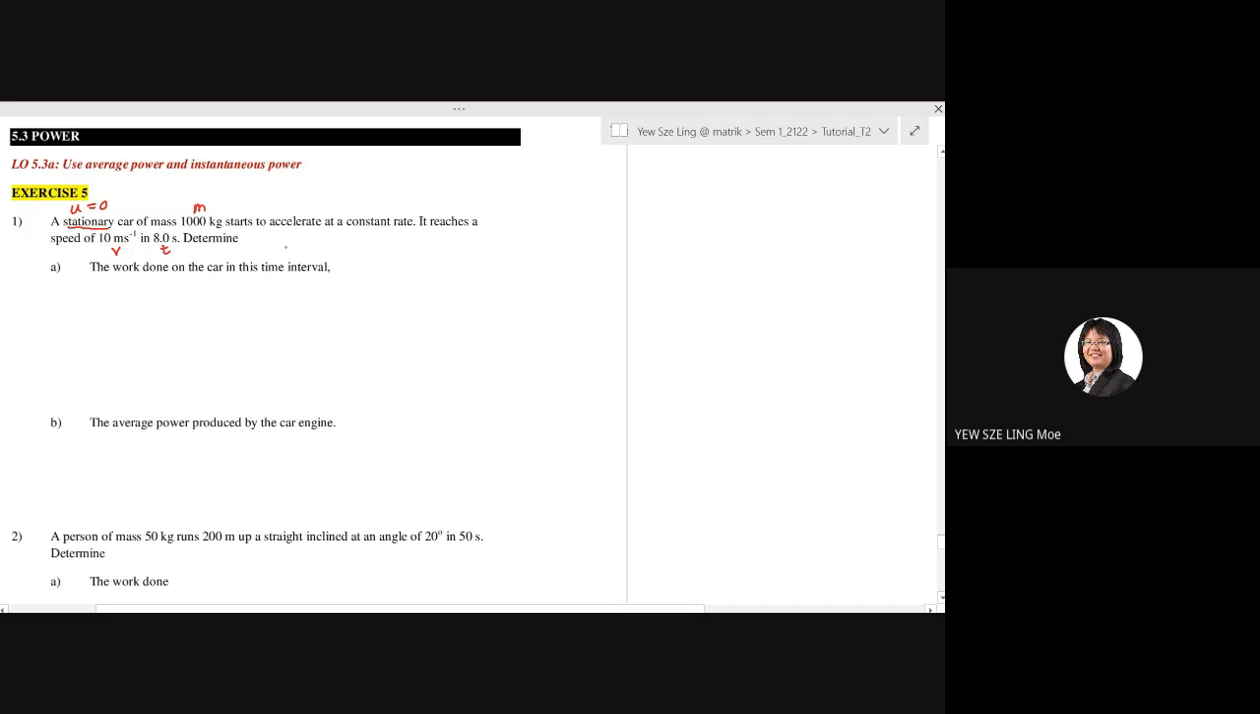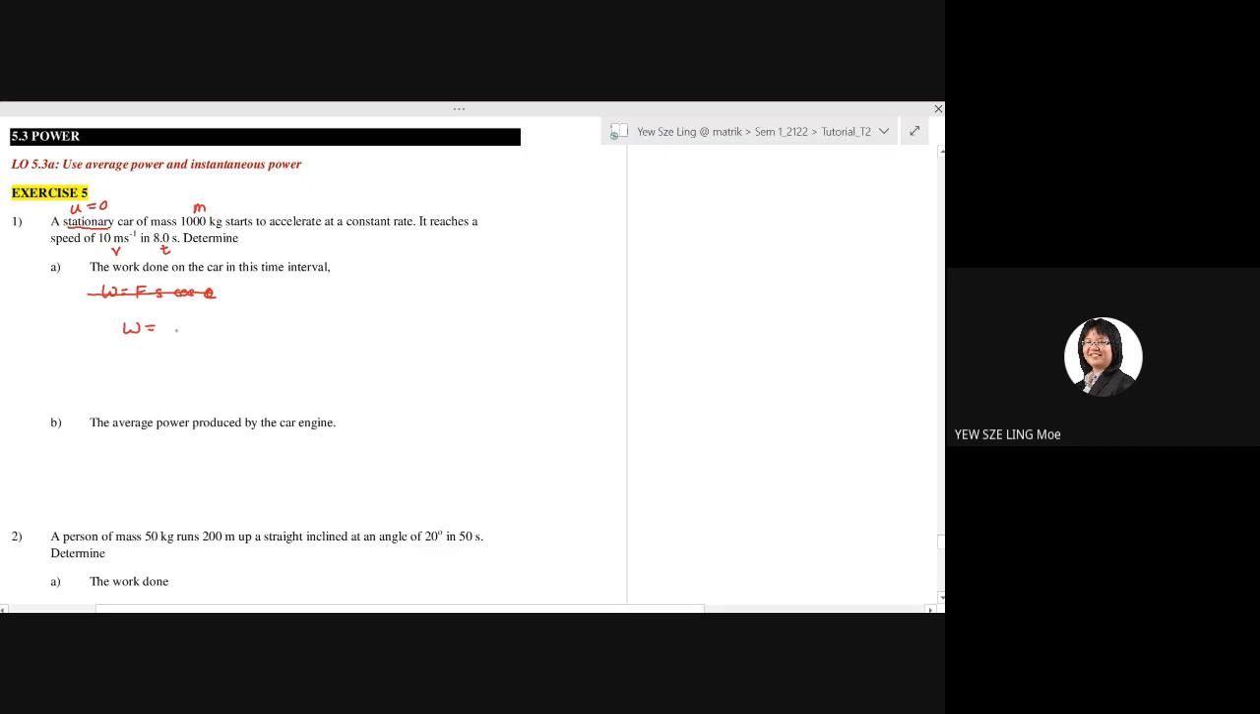Now you want to calculate work done. Okay, so apparently we know that work done, W equals F dot s cos theta. But if you look at this question, we don't have enough information, so this is not our choice of equation. Now what do we have? We have velocity. So if we have velocity, what does it mean? It means we can try out the work energy theorem, and see whether we can get an answer or not.